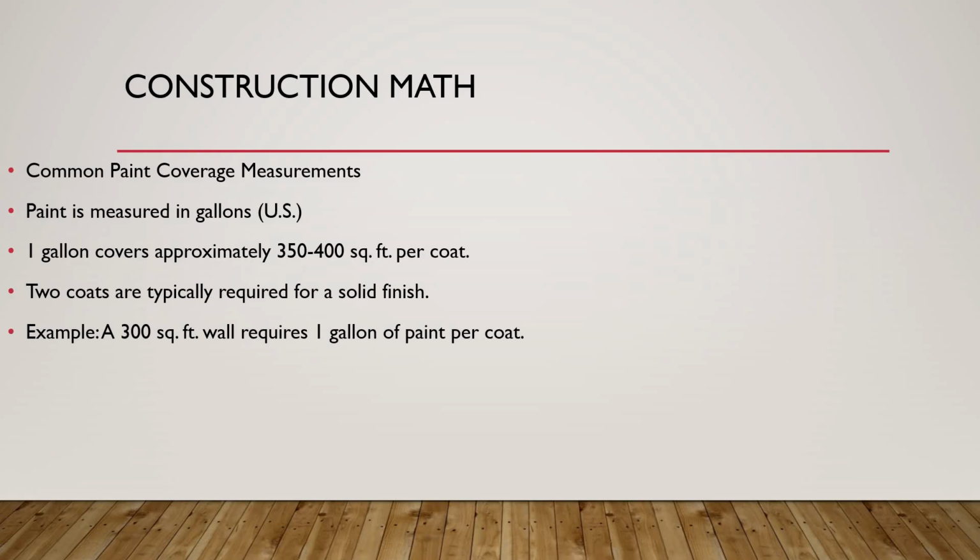Common paint coverage measurements. Pretty much, paint is measured in gallons, right? One gallon covers approximately 350 to 400 square feet per coat. Two coats are typically required for a solid finish. An example of this would be a 300 square foot wall requires 1 gallon of paint per coat.